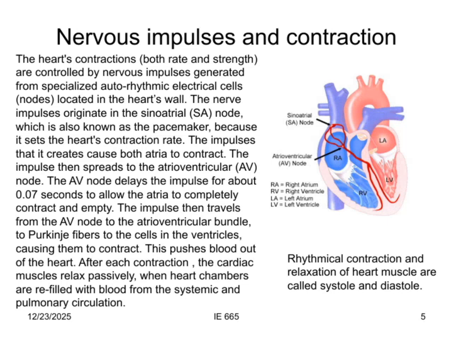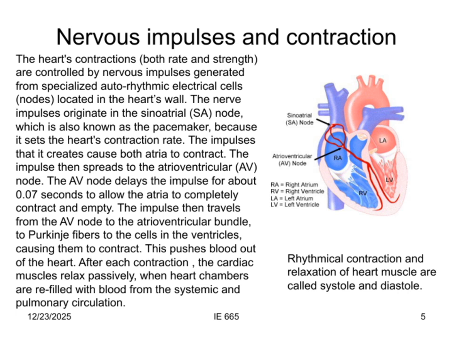Let's talk about how the heart's rhythm works. The rhythmic contraction and relaxation of the heart muscle are called systole and diastole. These are essential for pumping blood effectively throughout the body. The heart's contractions, including both how fast it beats and how forcefully, are controlled by nervous impulses.